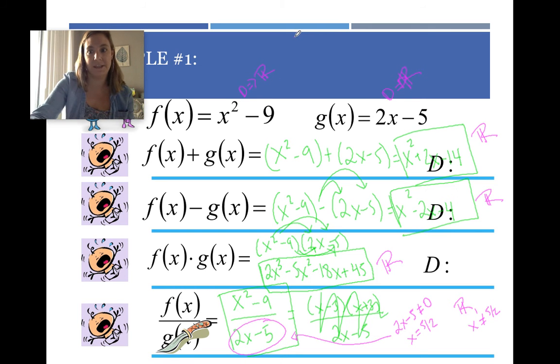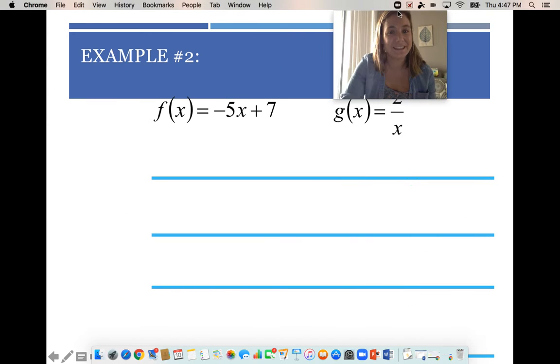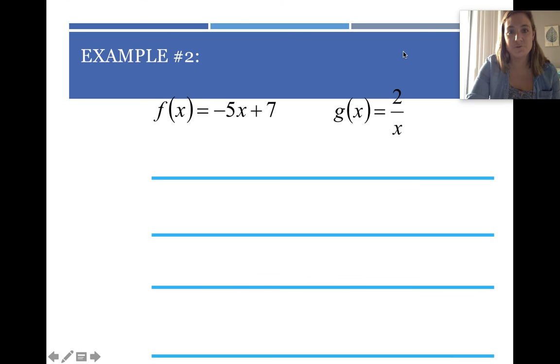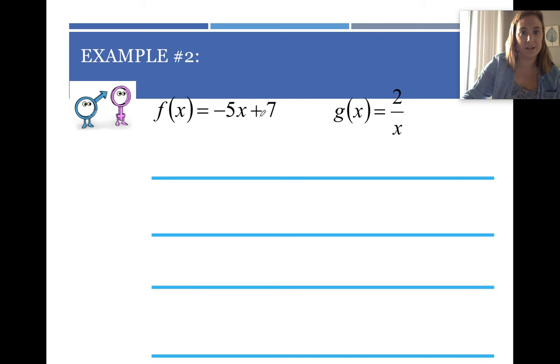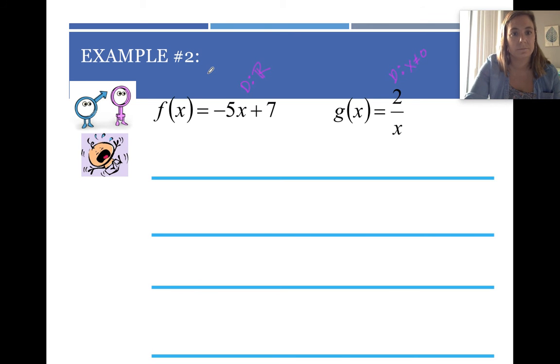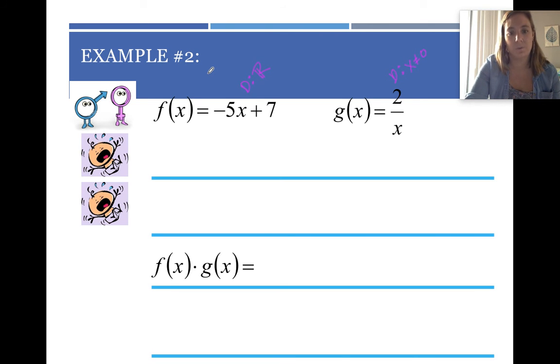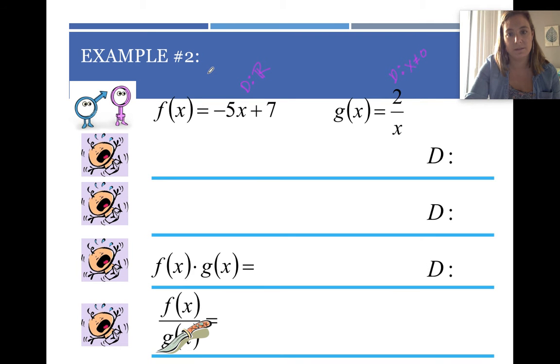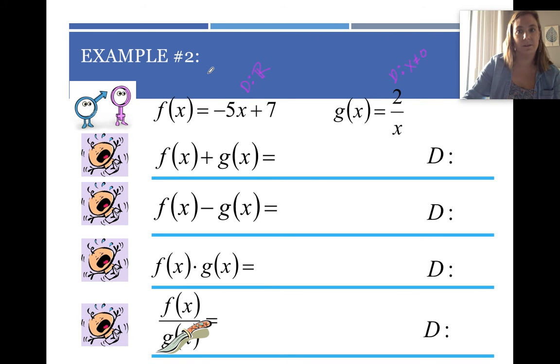Let's look at another one. Here's my two friends. The domain that we start with, all real numbers. The domain that we start with, x cannot equal 0. We start with that right away. Let's put them all up there.